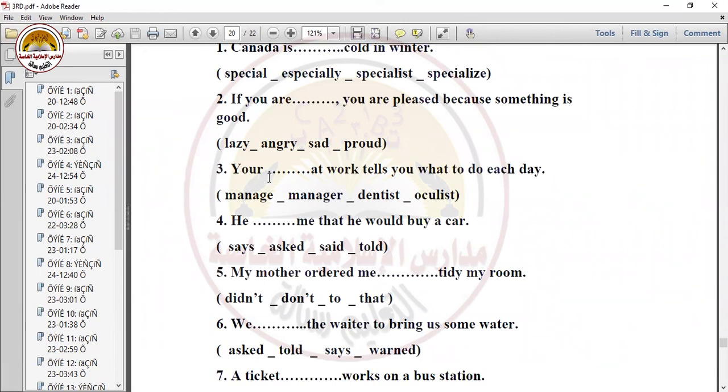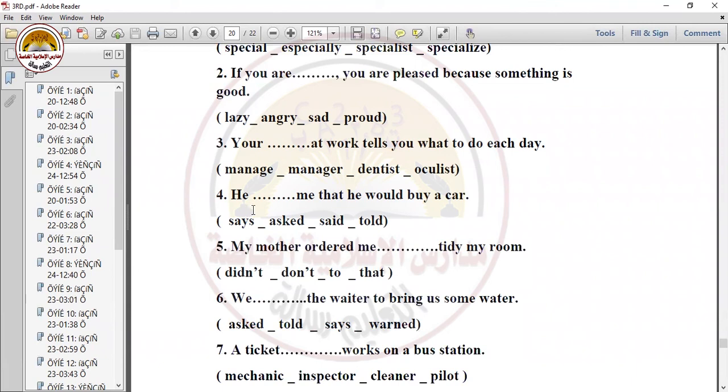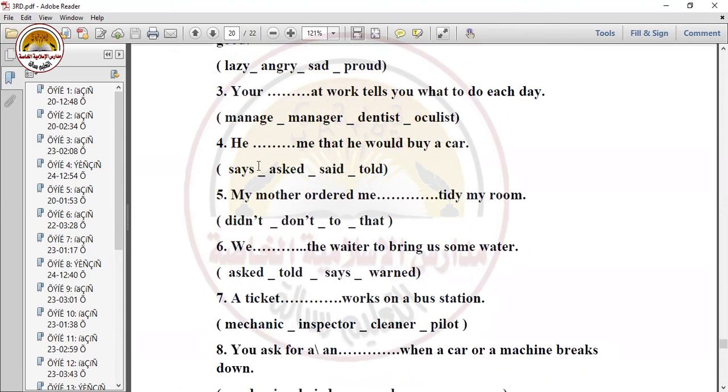Number three, your manager at work tells you what to do each day. Manager, dentist, occupant. Manager. Yes, very good. A manager is the person who tells you what to do. Number four, he said that he would buy a car: say, ask, said, told. He told me that. Yes, this is a reported statement.